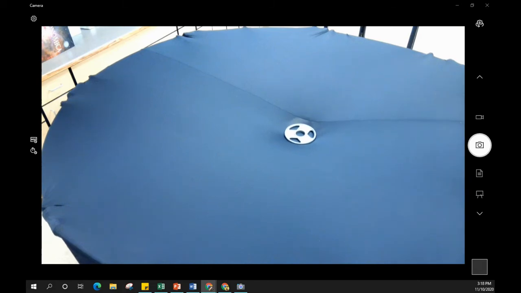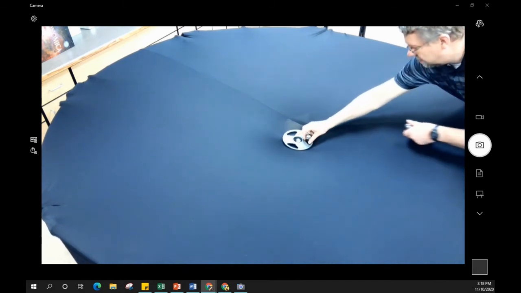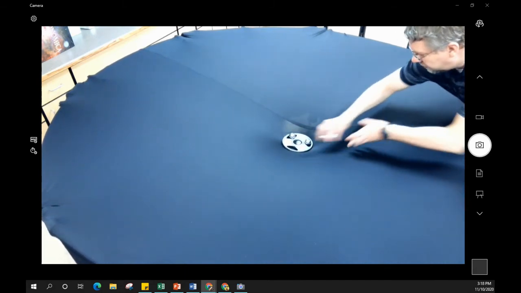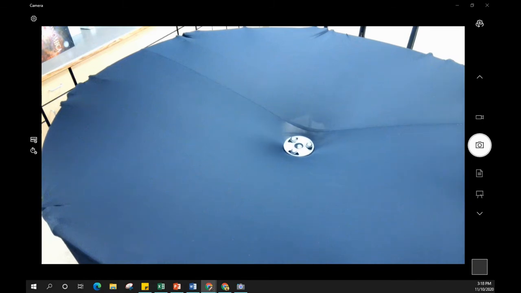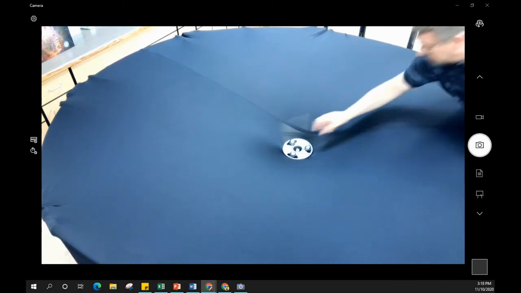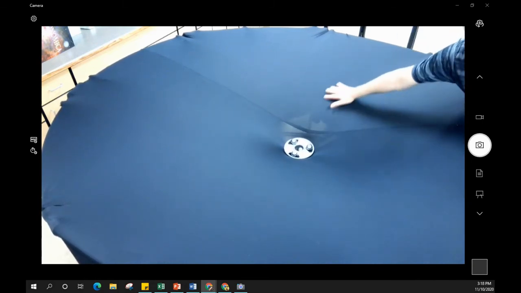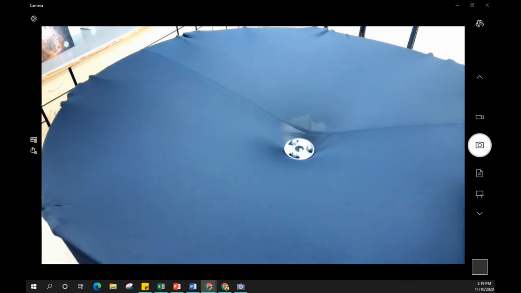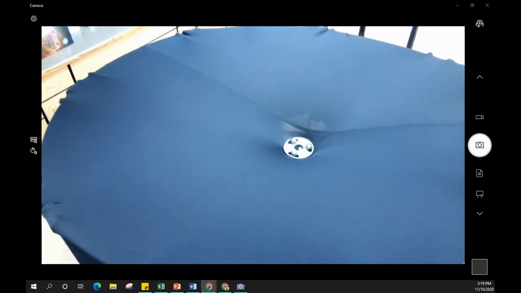And as I add more mass to it, it curves even more, even deeper. Let me move the camera a little bit so we can get a different angle, because right now you're looking top down, you can't see the curve quite as well.